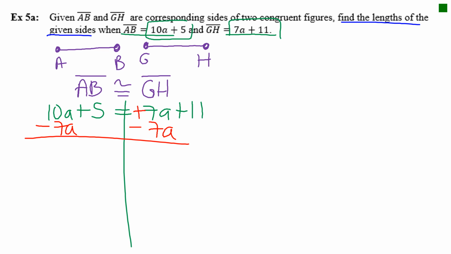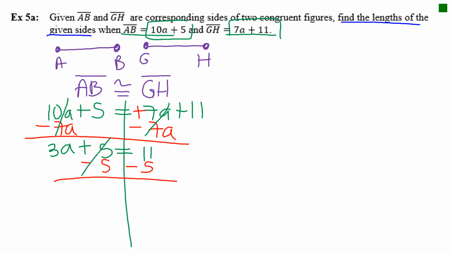So on my left, 10A minus 7A is going to give me 3A. I'm going to bring down the positive 5 because we haven't done anything to it. On the right, 7A minus 7A is 0. Bring down the 11. What I've accomplished in that one step is to get all my variables to the left. Now I want to get all the constants to the right. So I want to undo the positive 5 by subtracting it from both sides. On my left, 5 minus 5 is 0. Bring down the 3A. On the right, 11 minus 5 will give me 6. Last step is to divide and multiply. We want to undo that multiplication by 3, so we're going to divide both sides by 3. And that tells me that A has a final value of 2.